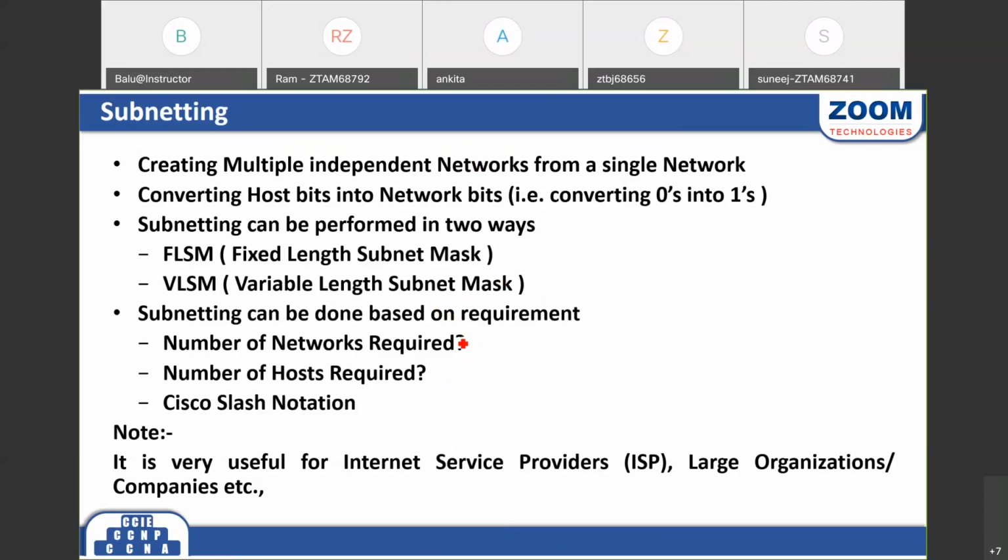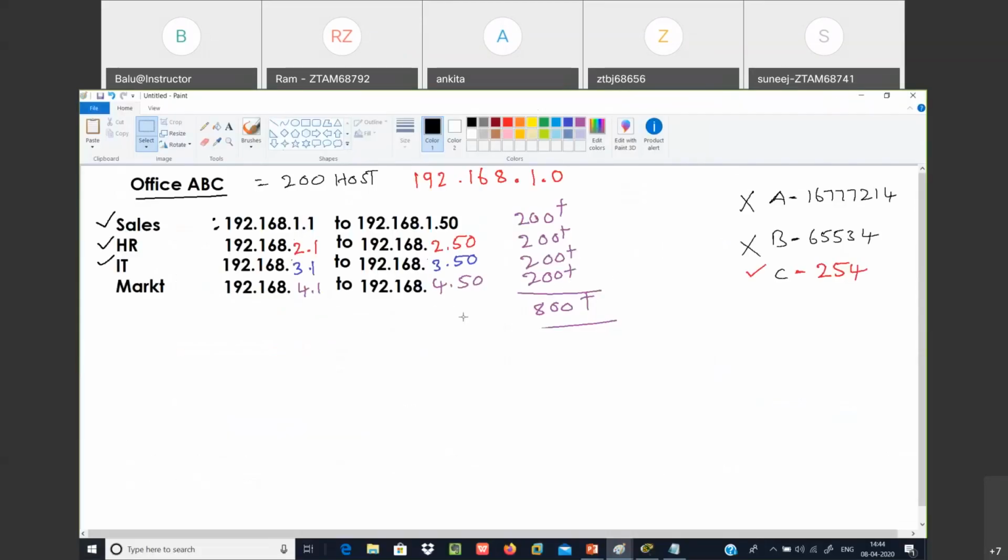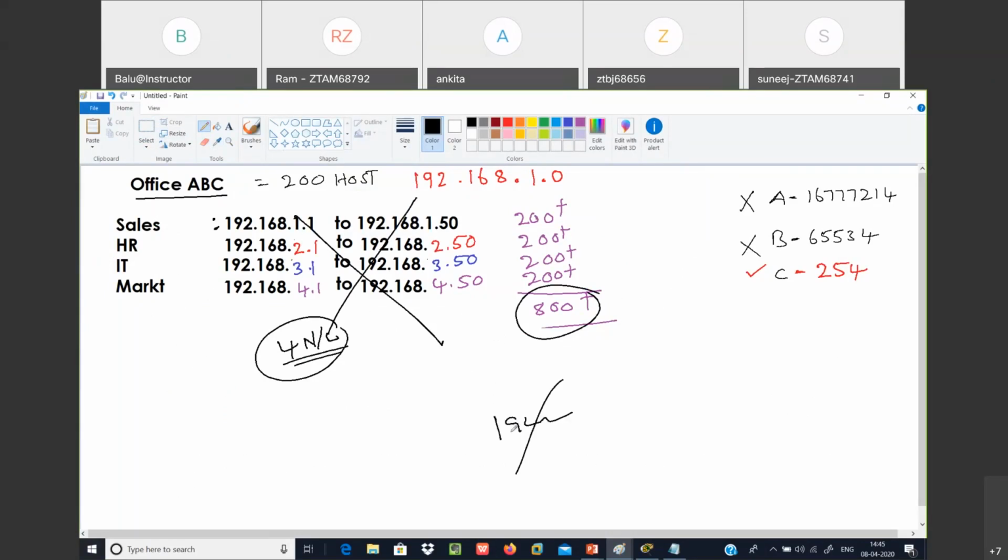So based on the same example, let me continue our topic. Now, Office ABC requirement is what? Departments: HR, IT. Means how many networks are required here? 4 networks are required. If we use 4 networks, what is the basis of IP address? 800 plus. Then what we need to do? Don't go with 4 different networks. You can take only one network and we'll divide it into what? 4 parts.